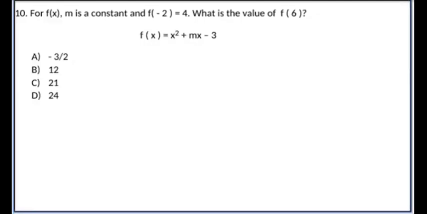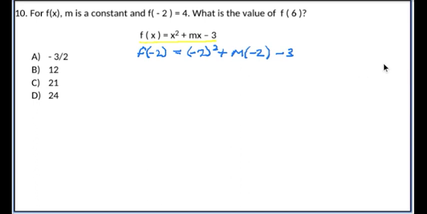Question 10. For f of x, m is a constant, and f of negative 2 is equal to 4. What is the value of f of 6? Here is our expression. The most important thing we need to do today is to make our substitution. So let's substitute negative 2 in instead of x. And we will get f of negative 2 is equal to negative 2 squared plus m times negative 2 minus 3.